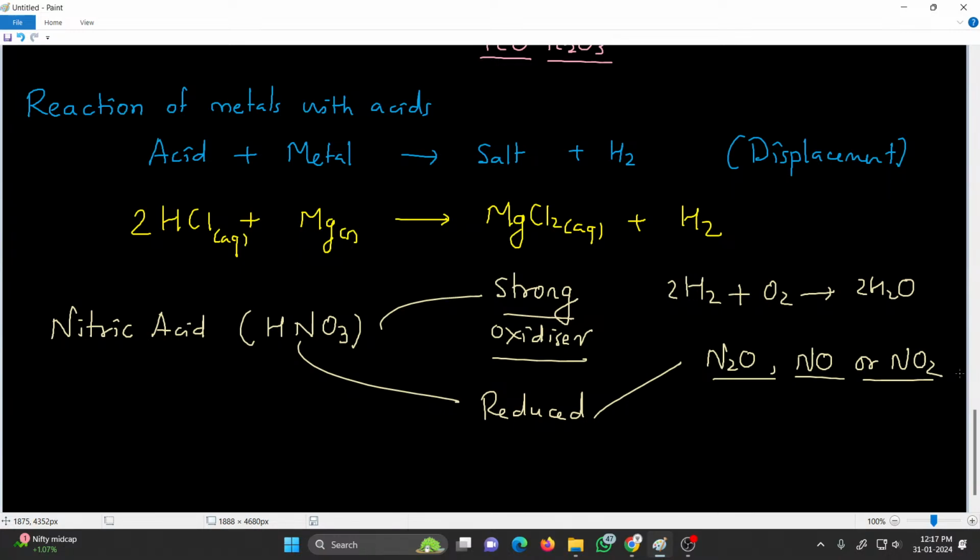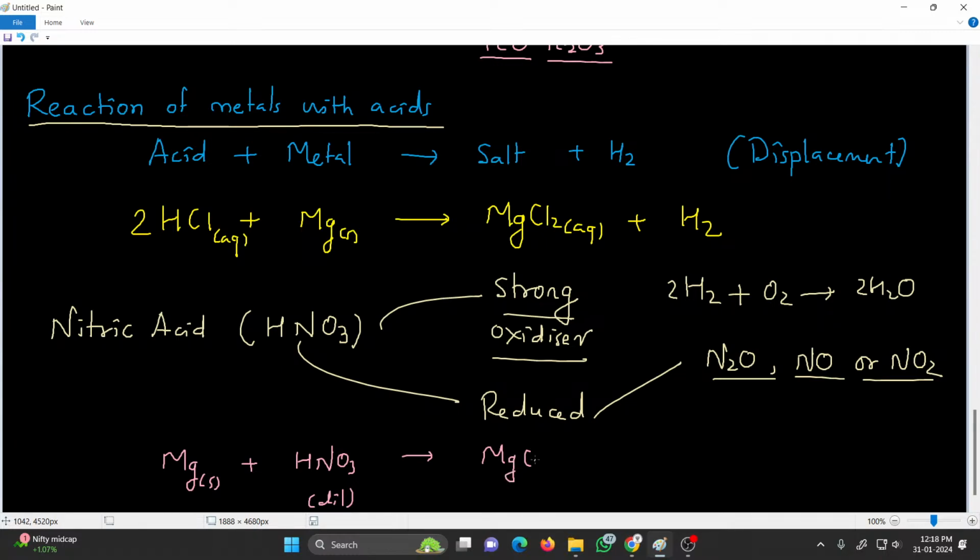So nitric acid doesn't evolve hydrogen gas when it reacts with metal, but again there is one exception. Nitric acid can evolve hydrogen gas when it reacts with magnesium metal. Very dilute nitric acid can form magnesium nitrate Mg(NO3)2 plus hydrogen gas. The same thing happens when this nitric acid reacts with manganese.